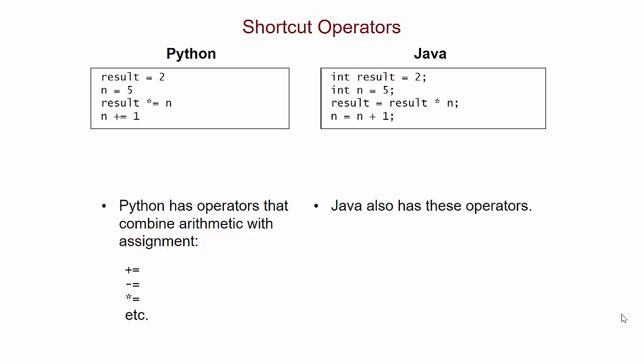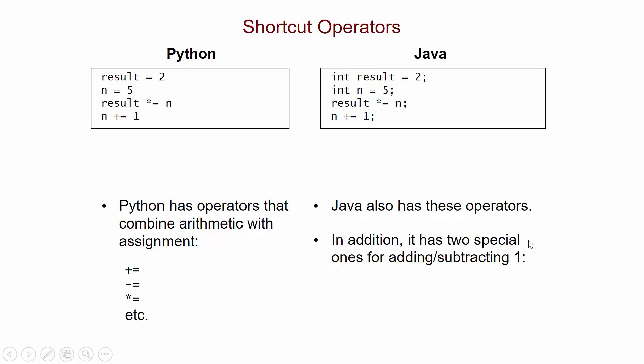Java has the same shortcut operators that Python does. So up here in our third and fourth lines, we can use them to simplify things. But Java also has two special shortcut operators that are not in Python. The plus plus operator can be used to add 1 to the current value of a variable. So if I say x++, that's the same as saying x is assigned x plus 1.